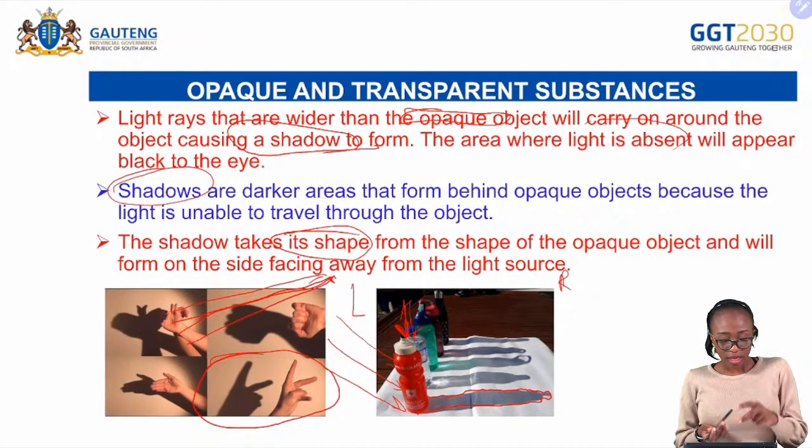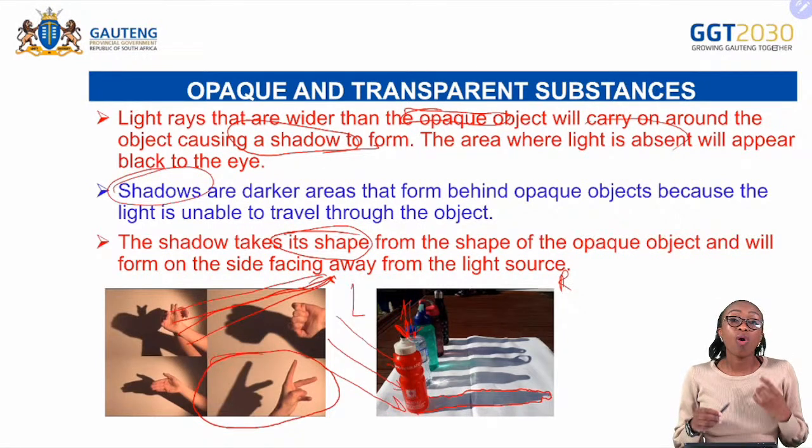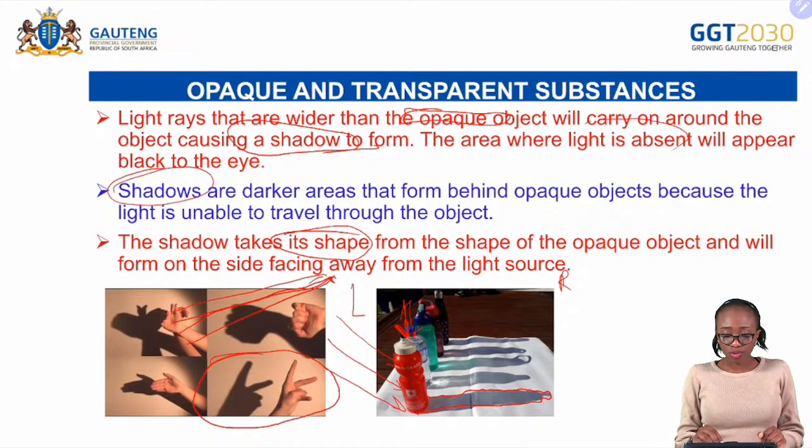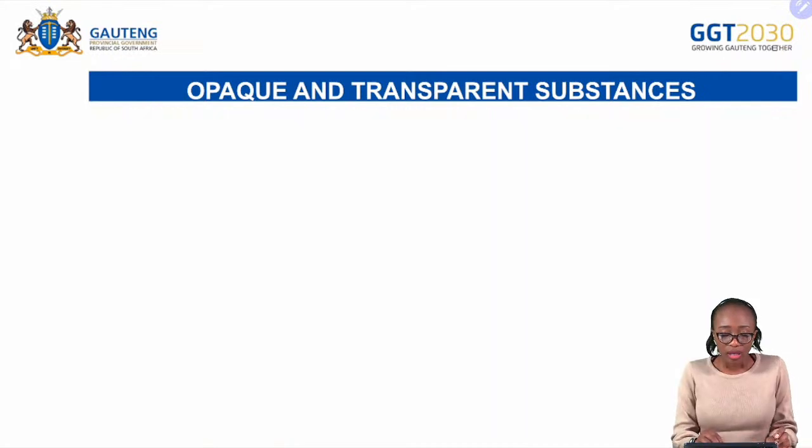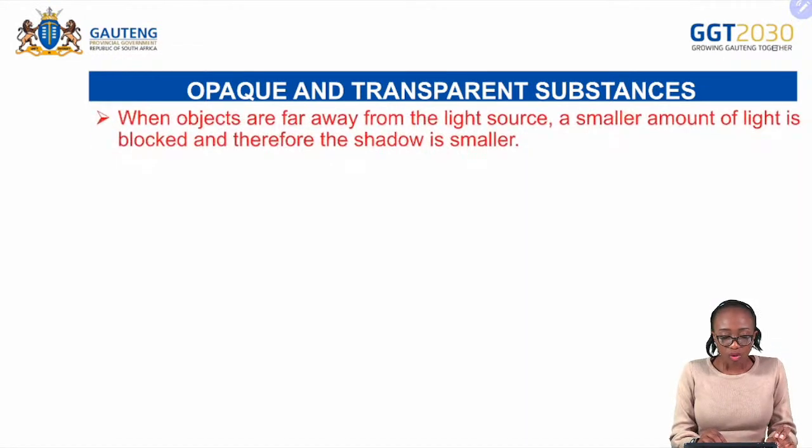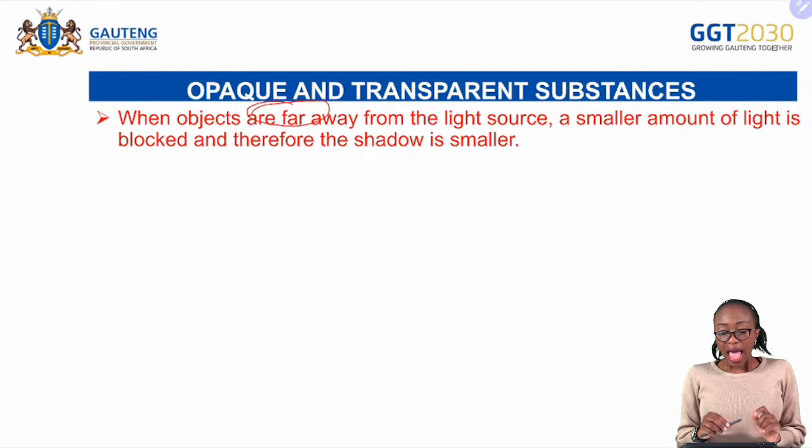It's making the sign. So the shadow is also taking the shape of the opaque object, which is the fingers of the person who is making the shadow doodles. Okay, now, when objects are far away from the light source, a smaller amount of light is blocked and therefore the shadow is smaller. So we've learned two things: what a shadow is, and that the shadow takes the shape of the object.